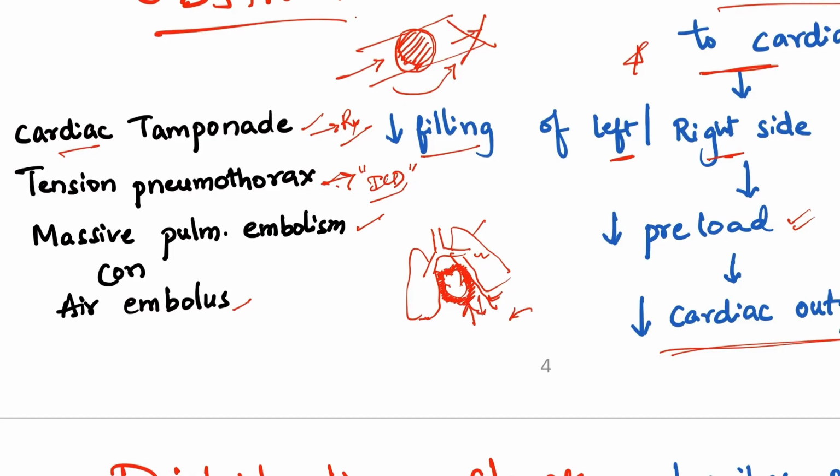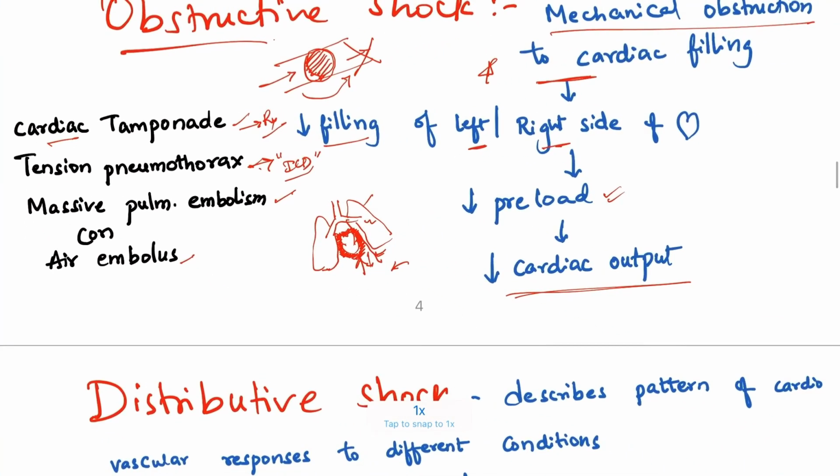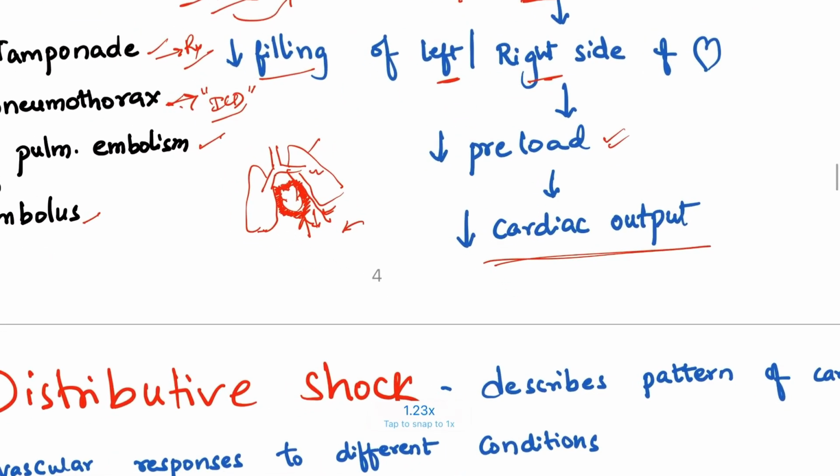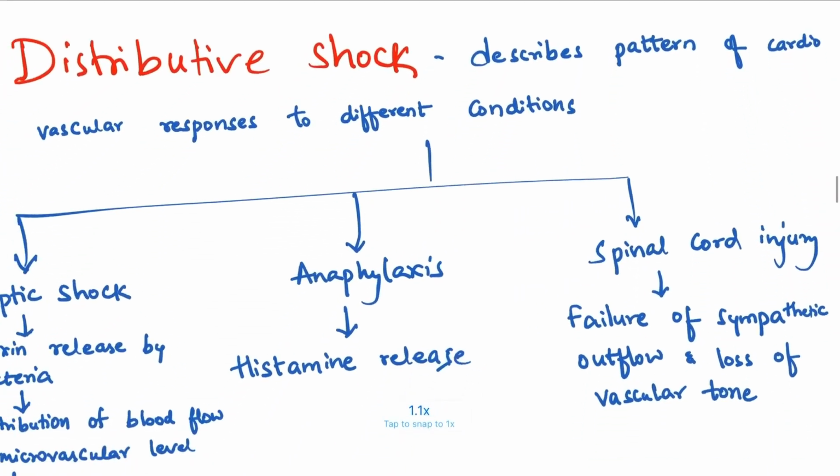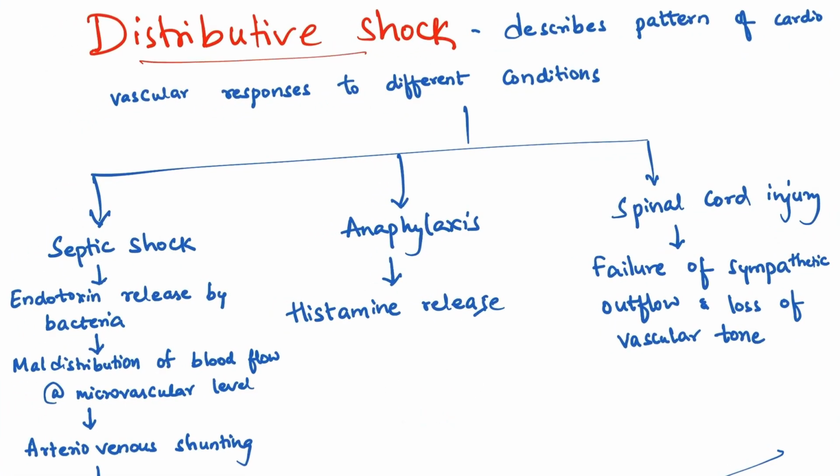So these are the ways you have to think about how we will apply this clinically in this case. Okay, next comes our distributive shock. The next type is about how the cardiovascular system responds to different types of conditions. Here there will be vasodilation, very important. In all kinds of shock there will be vasoconstriction, but in distributive shock there will be vasodilation.